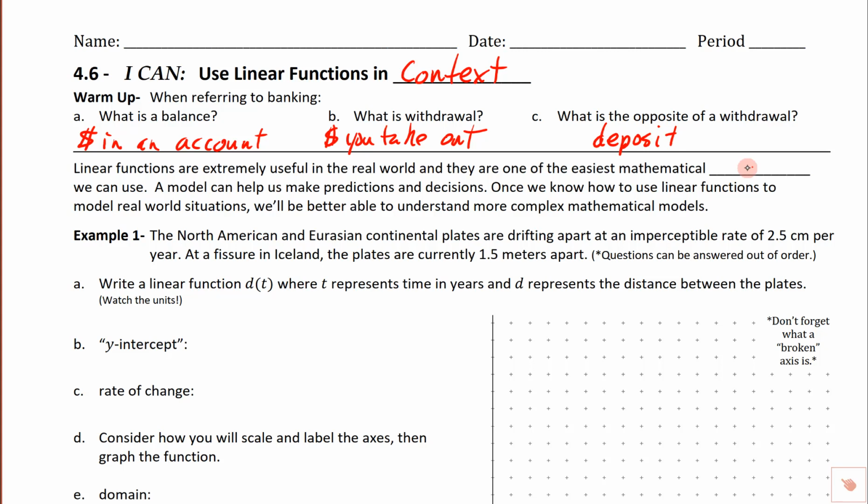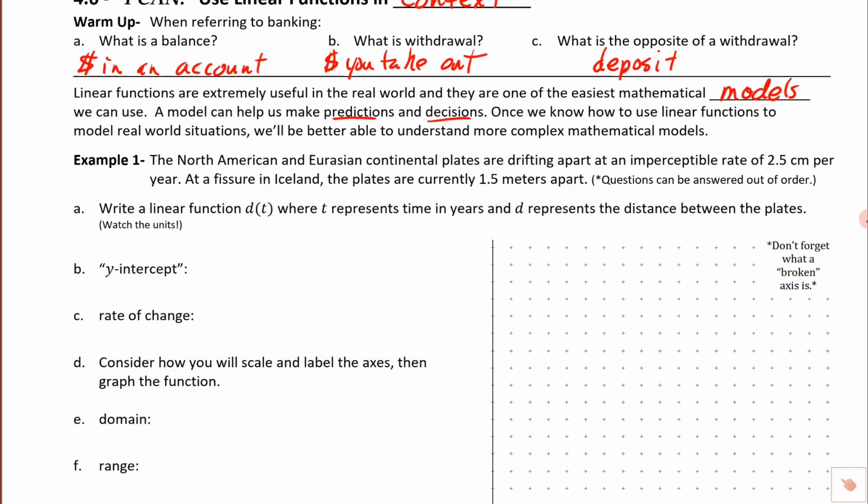Now, linear functions are really useful in the real world, and they're actually one of the easiest mathematical models to use. And a model can help us make predictions. It can help us make decisions. And we want to be really good at linear models because if you know how linear models apply in the real world, we'll be better able to deal with more complex models that you're going to see down the road that aren't quite as easy as this. So let's take a look at example 1. We've just got 2 examples to look at here.